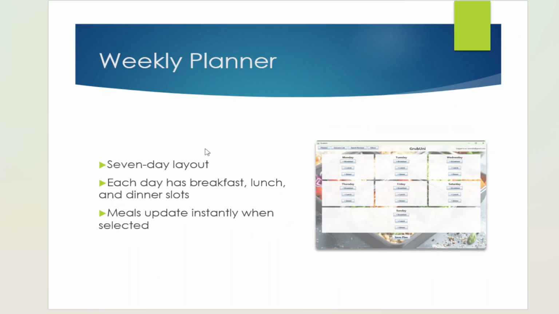Okay, the next slide would be the weekly planner. So this is where a lot of the stuff goes on. We have a 7-day layout: Monday, Tuesday, Wednesday, Thursday, Friday, Saturday, Sunday. Each day has breakfast, lunch, and dinner slots, and the meals update instantly when selected. So when a student clicks a plus button, the system opens the recipe search page. When a recipe is selected, it appears immediately in the correct slot, and the screen acts as the main hub of the system.